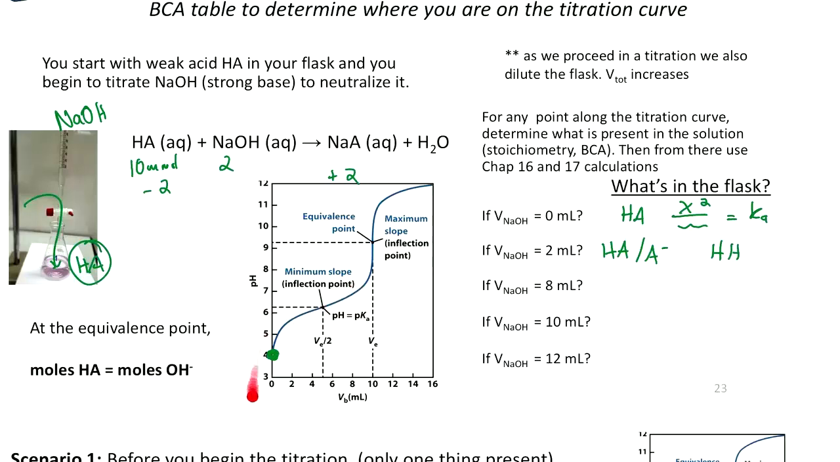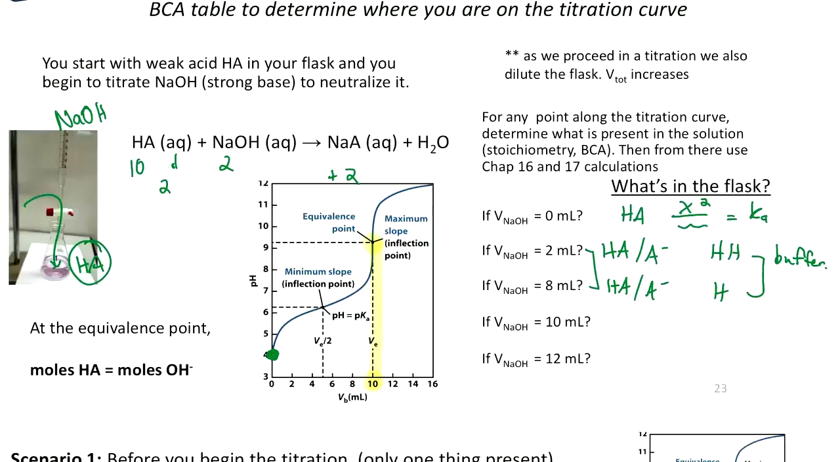Actually, before we move on, where is the equivalence point on this titration curve? At what volume? 10. So right here, that is our equivalence point. Leading up to that equivalence point is our buffer region. So at 2 milliliters and 8 milliliters, in both of those regions you have a buffer, because you have both HA and A minus present at the same time, since you're partially neutralizing it.